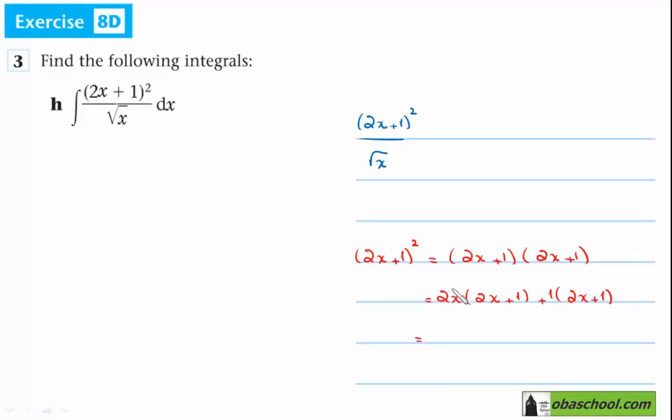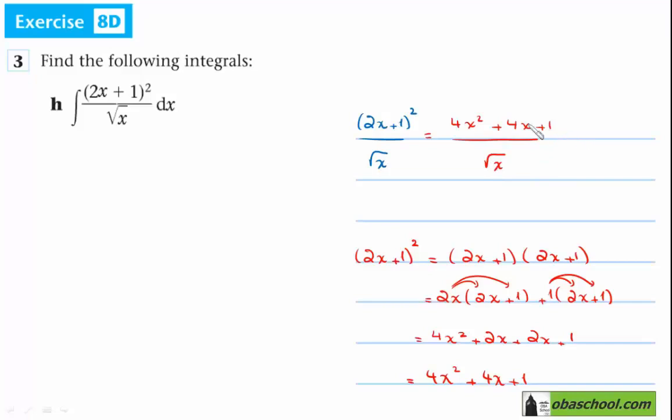Let's expand. 2x multiplied by 2x is 4x squared. 2x multiplied by 1 is plus 2x. 1 multiplied by 2x is plus 2x. 1 multiplied by 1 is plus 1. This is equal to 4x squared plus 2x plus 2x, which is 4x, plus 1. Now let's substitute this in the fraction. We have then (4x squared plus 4x plus 1) all divided by the square root of x.